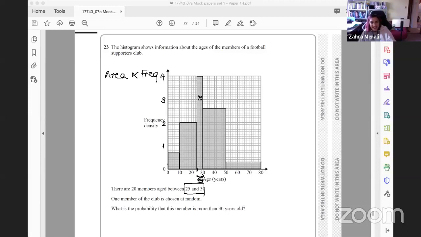So now we've got the area. We can work out the area of each of those little boxes. So we've got 10 along here, and we've got 5, 6, 7, 0.7 along here.